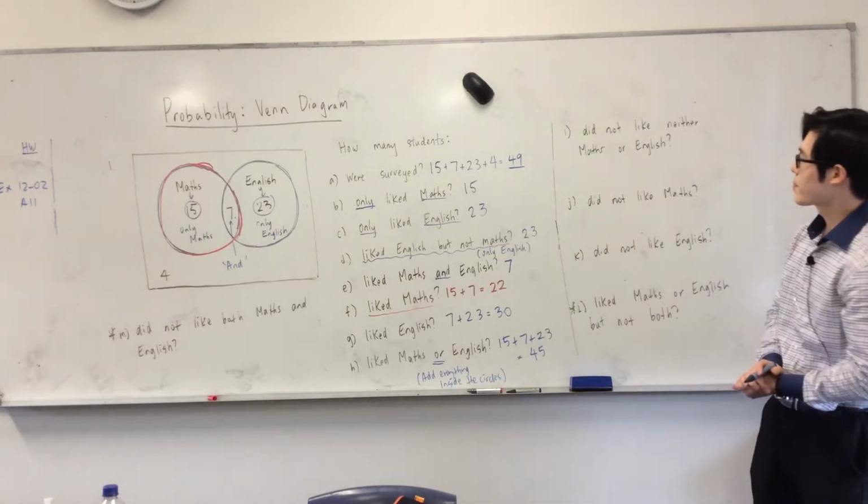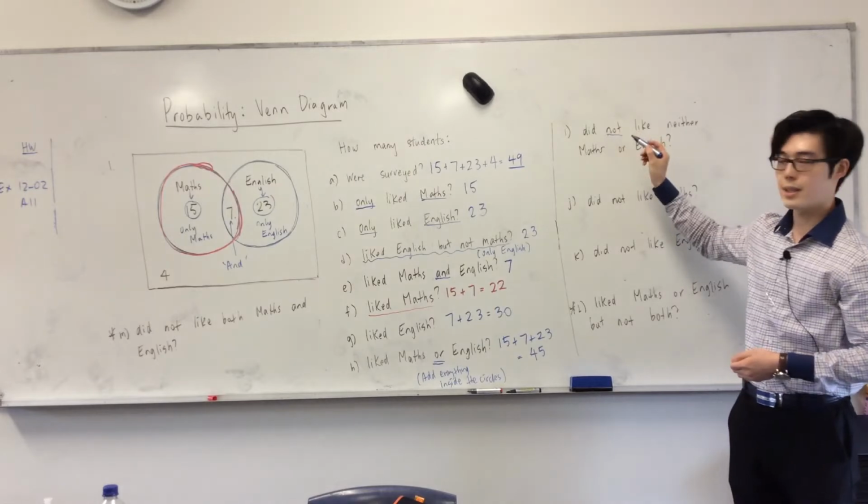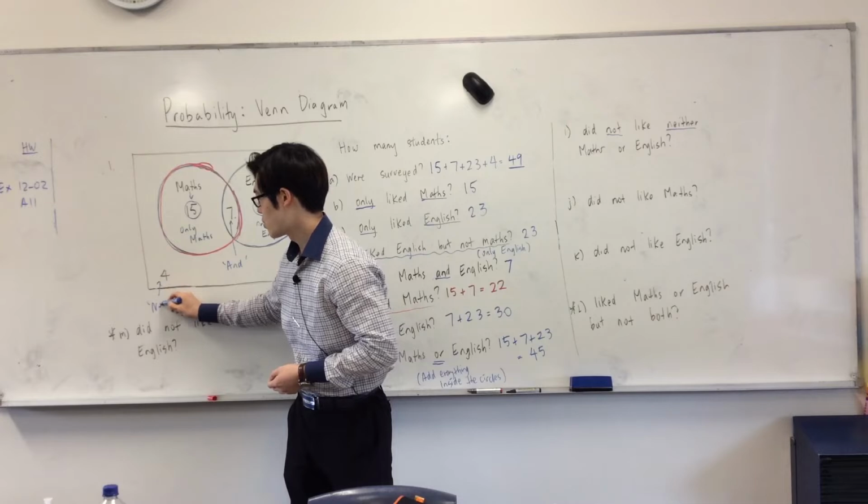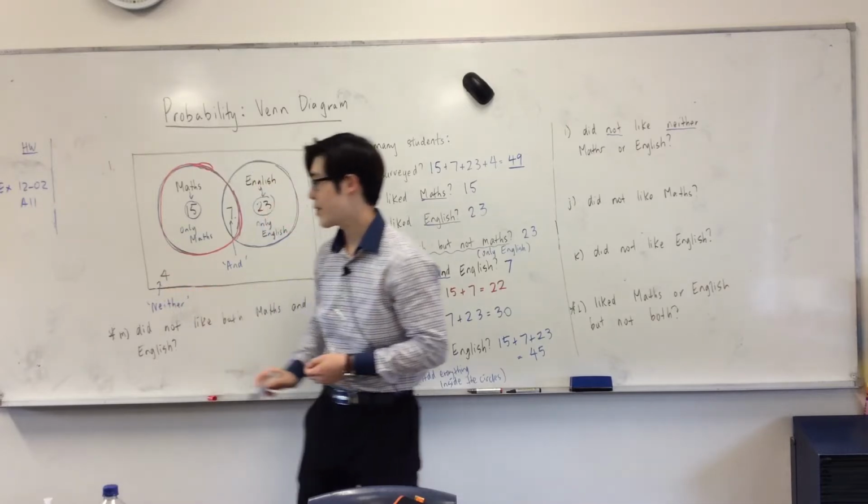Next question. How many students liked neither maths nor English? That's the number outside of the circles. So that's your neither number, 4.